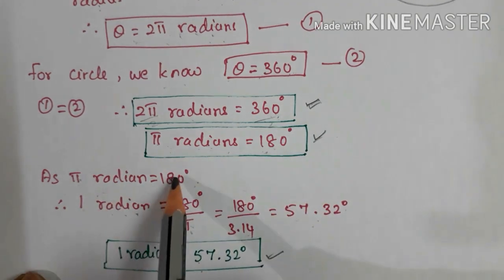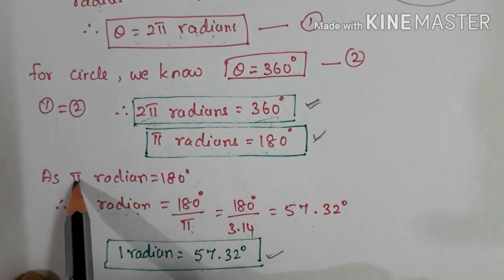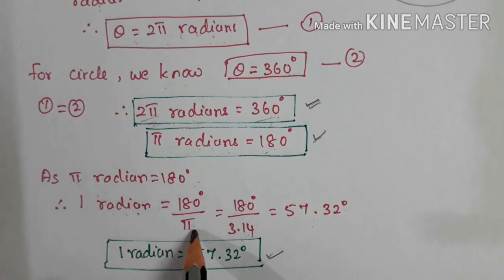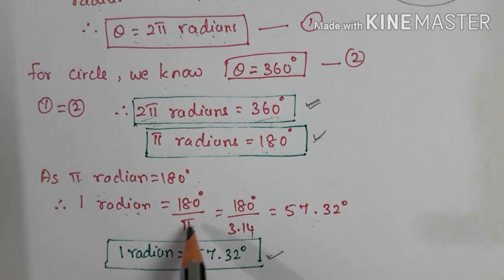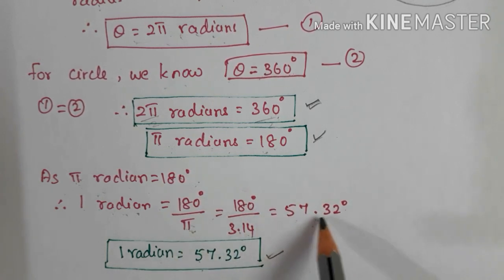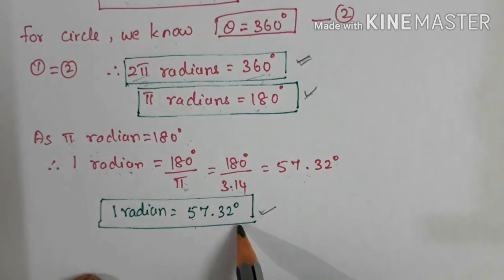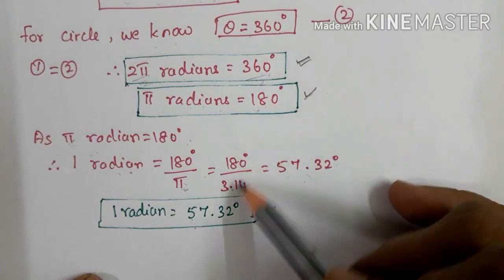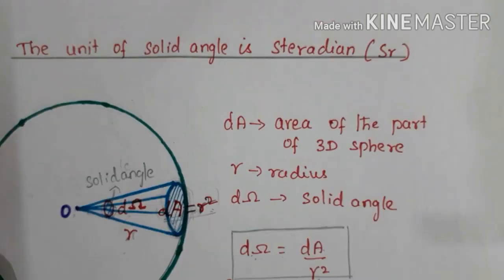So pi radian is 180 degrees means 1 radian is equal to, bringing this pi to the other side, it comes to the division part. So 1 radian is equal to 180 by pi. The value of pi is 3.14. If you divide these two, you will get 57.32 degrees. So 1 radian is equal to 57.32 degrees. These three values you should be familiar with for working out the problems, children.